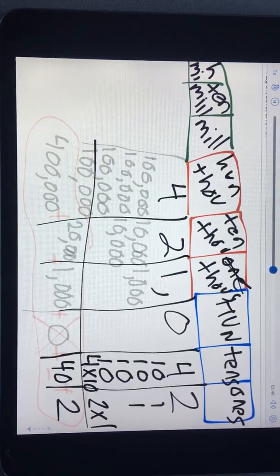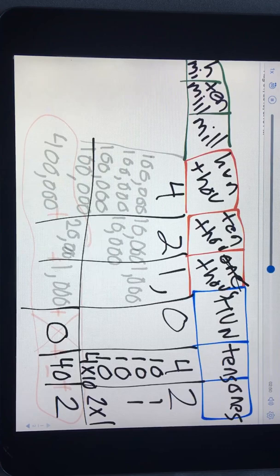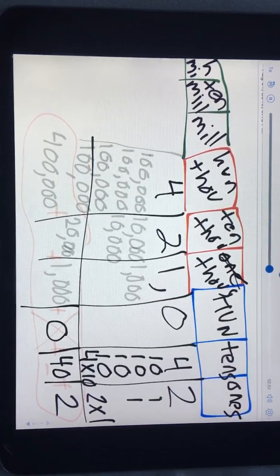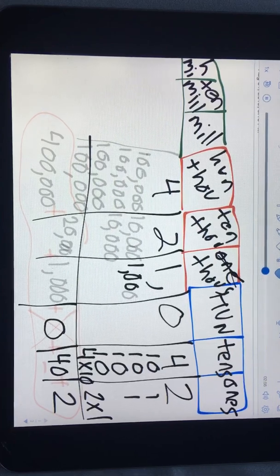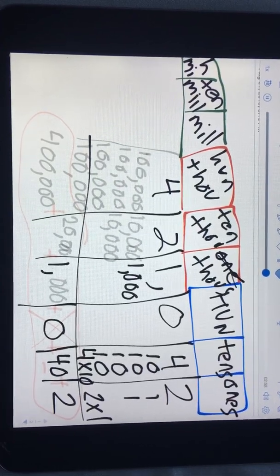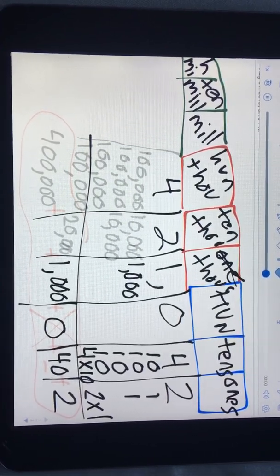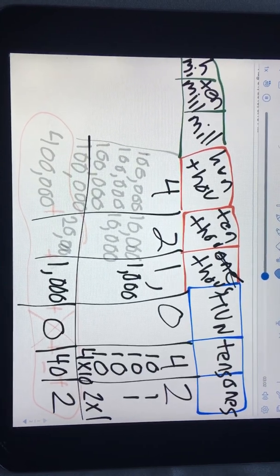Now in the hundreds I have nothing. So there is no value. Its value is 0. I go to thousands. It says I have 1,000. So I write it once. And its value right underneath. Then I have 2 10,000s.